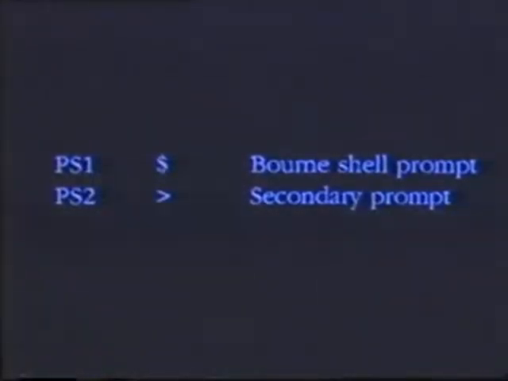There are two other variables that I want to mention that are part of the environment. In the Bourne shell, your current prompt is stored in the variable PS1. The secondary prompt is stored in the variable PS2. PS1 holds a dollar sign and a space because that's the prompt the shell prints every time it needs you to enter a command line. The secondary prompt is a greater than and a space, which is printed when the shell has to display the secondary prompt. If you change what's stored in PS1, the shell's prompt changes as well.